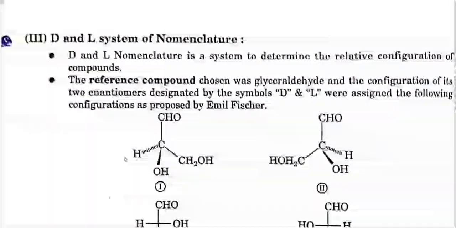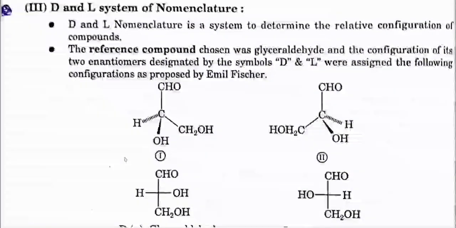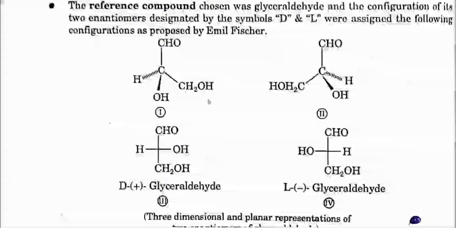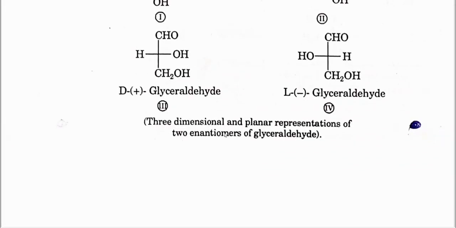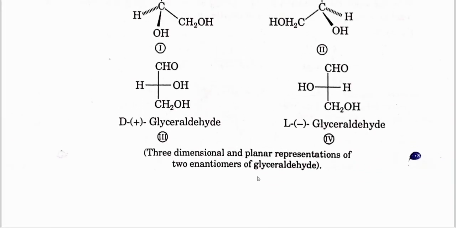Third, D and L system of nomenclature. D and L nomenclature is a system to determine the relative configuration of compounds. The reference compound chosen was glyceraldehyde, and the configuration of its two enantiomers designated by the symbols D and L were assigned the following configuration as proposed by M. L. Fischer. Here we can see the three-dimensional and planar representation of the two enantiomers of glyceraldehyde.